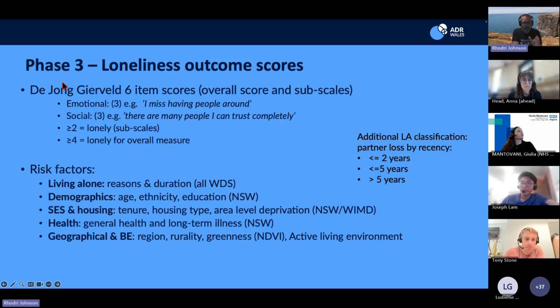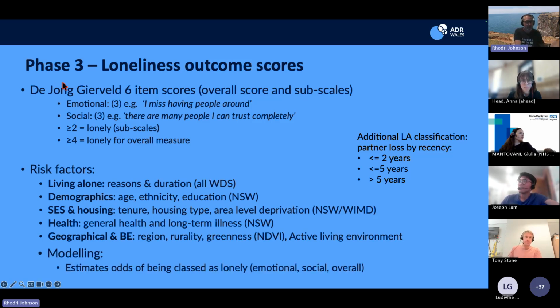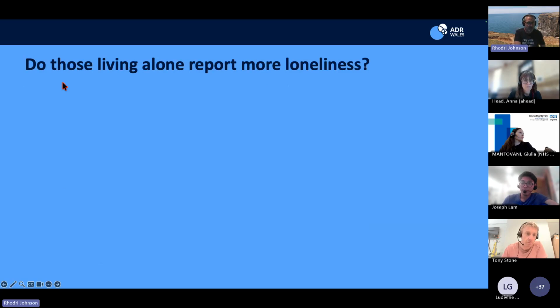An additional living alone classification was to combine the partner loss or bereavement with the recency or duration of living alone. So less than or equal to 2 years where someone's lost their partner, less than 5 years, or greater than 5 years. And then we modelled all that data with the loneliness outcome scores for each of the scales, with all those risk factors, modelling the odds of self-reported loneliness. So do those living alone report more loneliness?